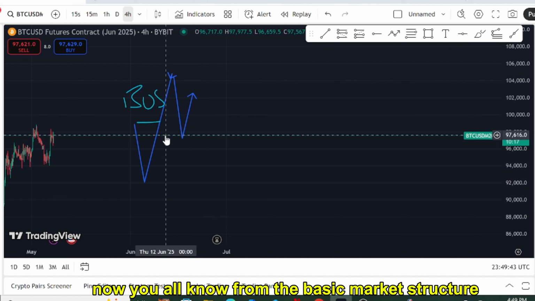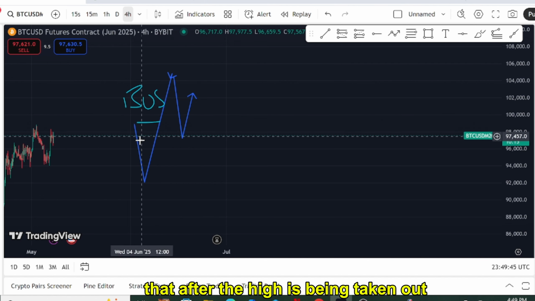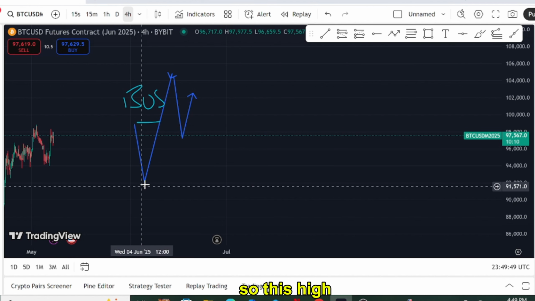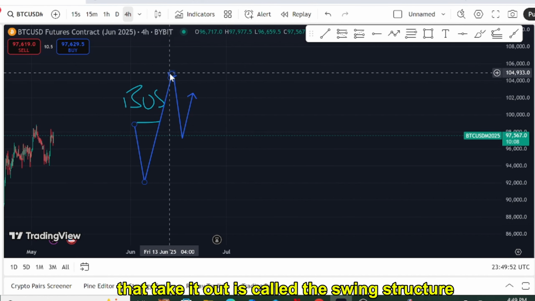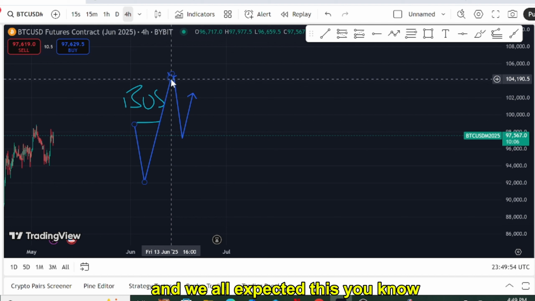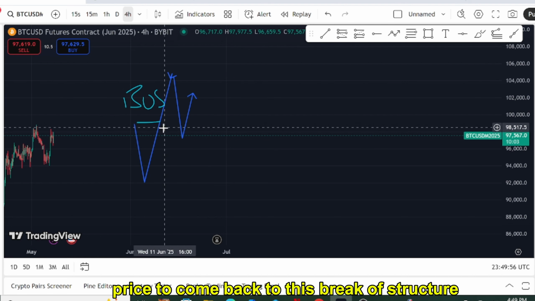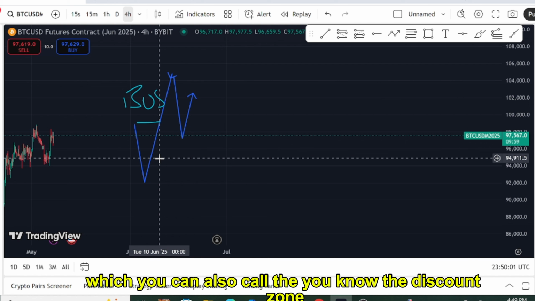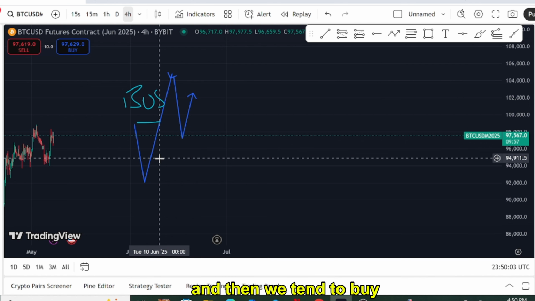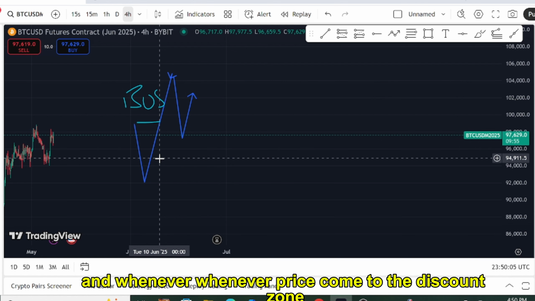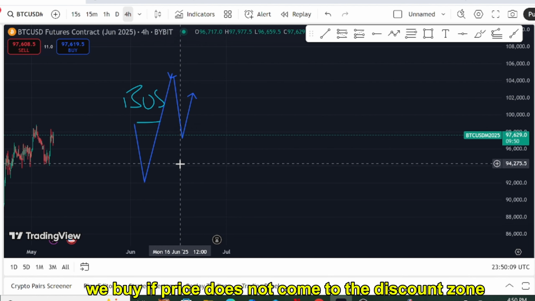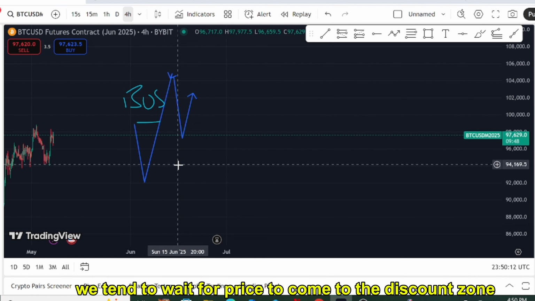Now you all know from the basic market structure that after the high is taken out, it is known as the break of structure. So this high that took it out is called the swing structure, and we expected price to come back to this break of structure or to this zone, which you can also call the discount zone, and then we buy. Whenever price comes to the discount zone, we buy. If price does not come to the discount zone, we will not buy. We wait for price to come to the discount zone, then we buy.